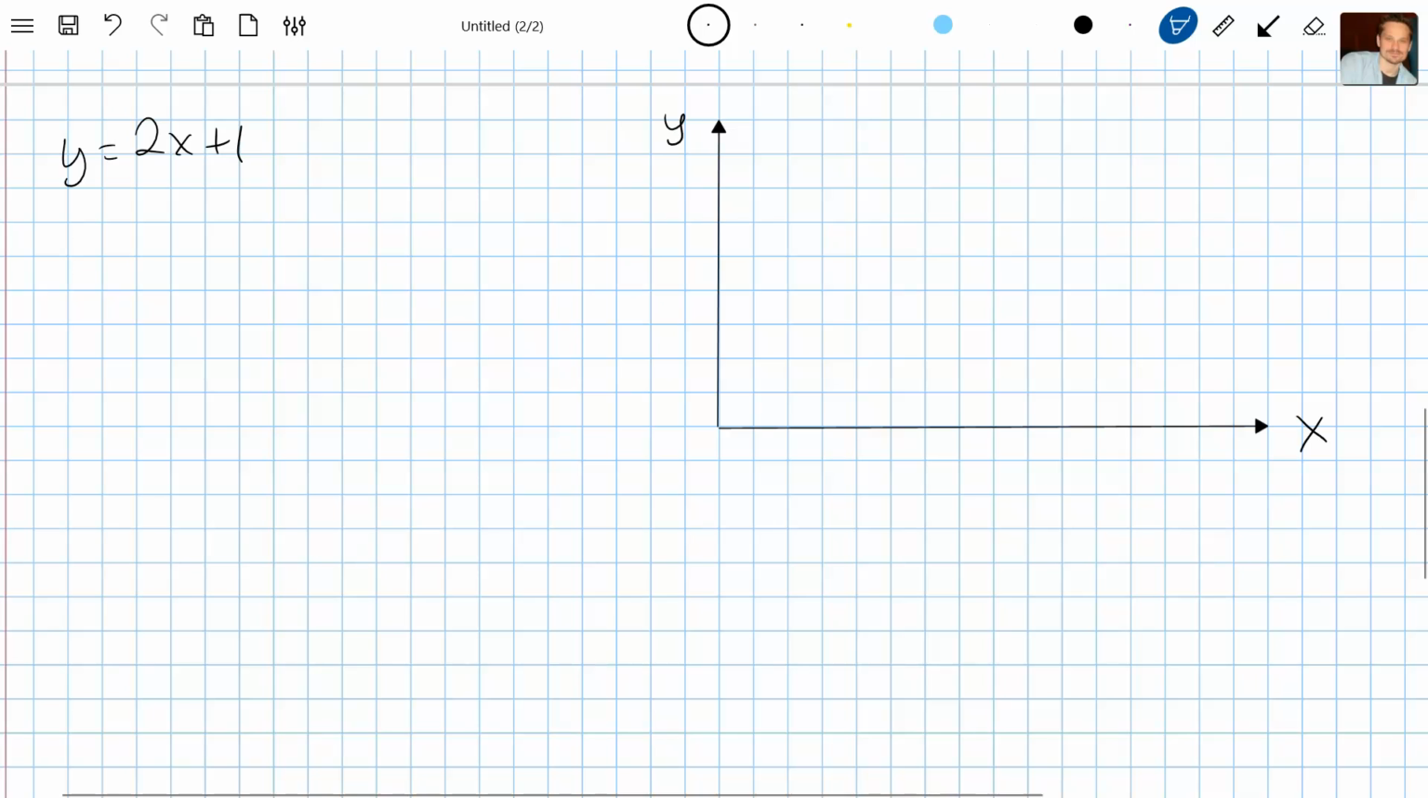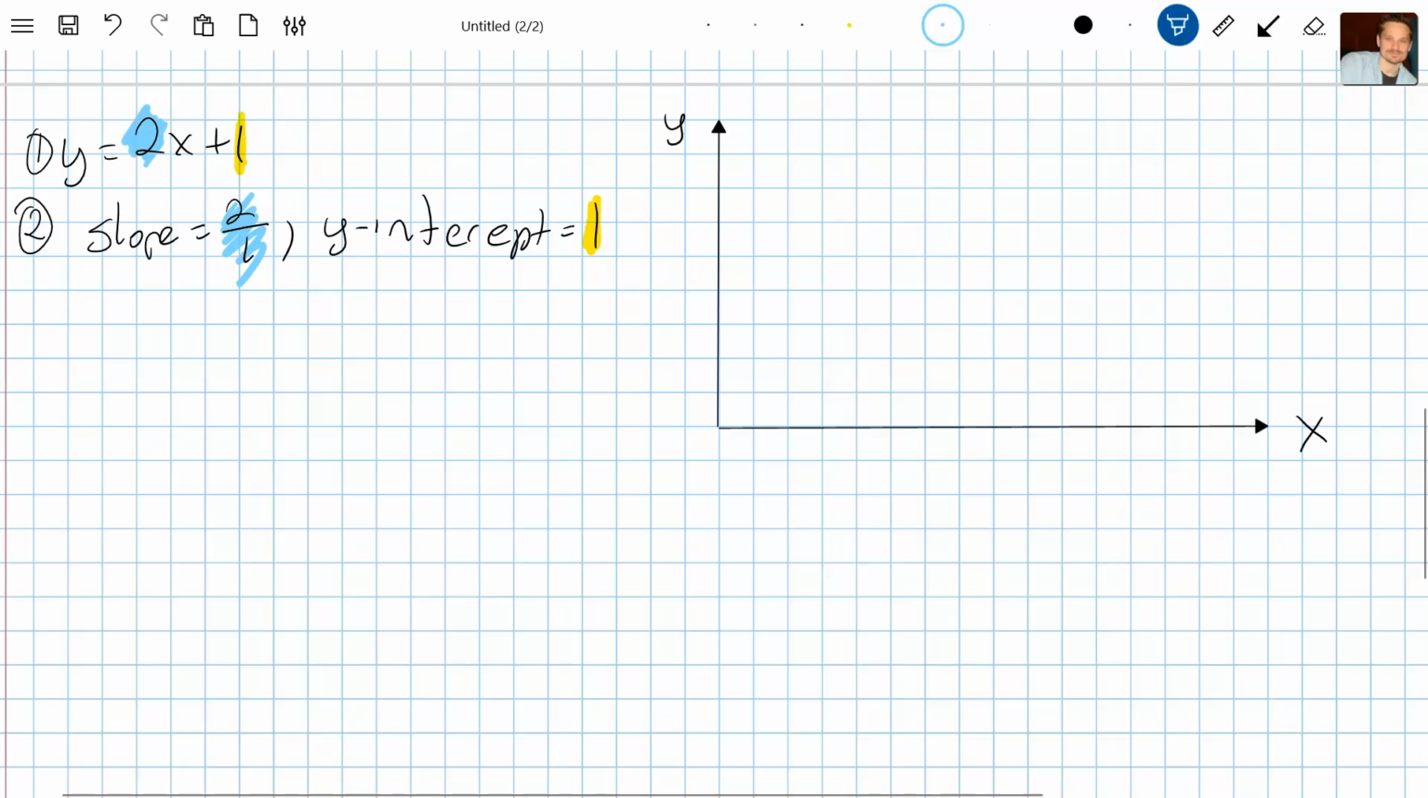Now, I know just by looking at this, because I've done this a lot of times, that basically the slope is 2 over 1 and the y-intercept is 1. So these are the key pieces of information. This is the y-intercept over here. And the slope, if you remember back, is that value right there. That's where I got the 2 over 1. So let's mark this up and let's see what happens here.